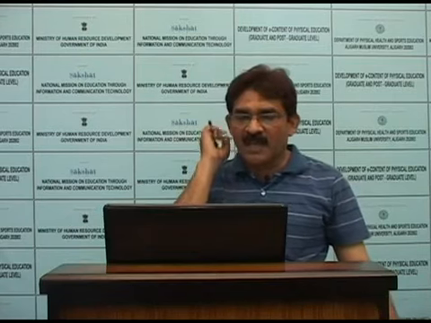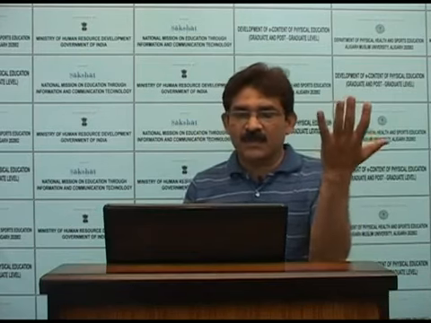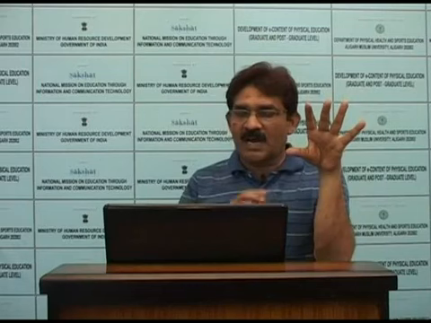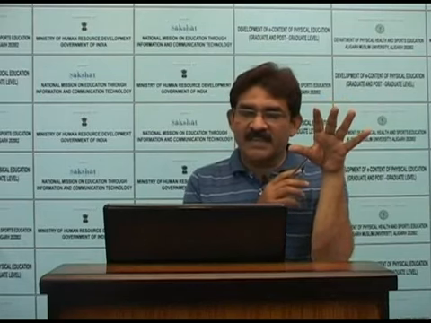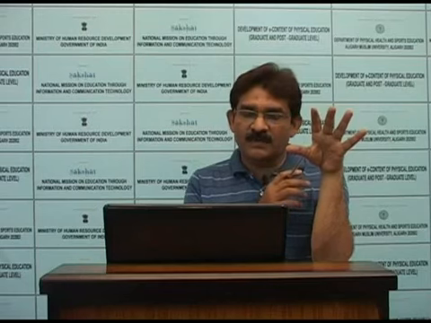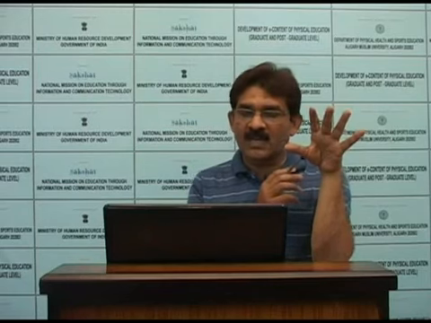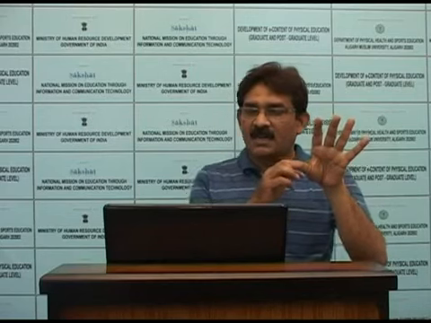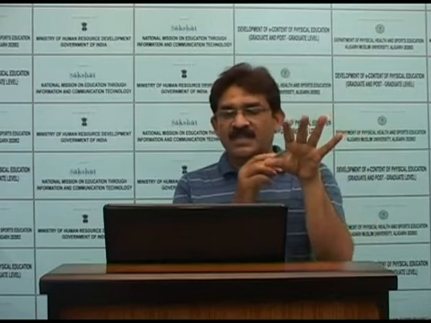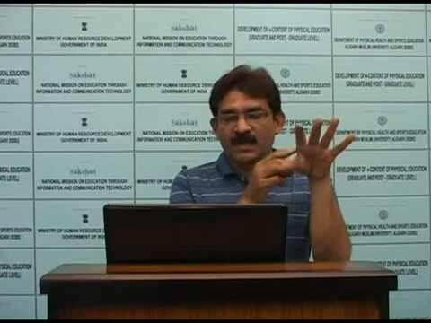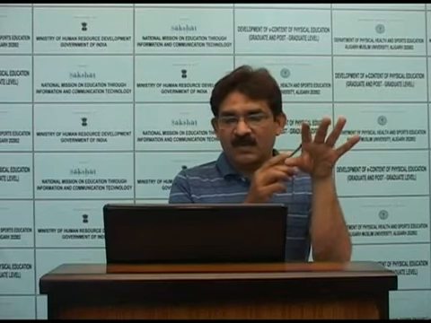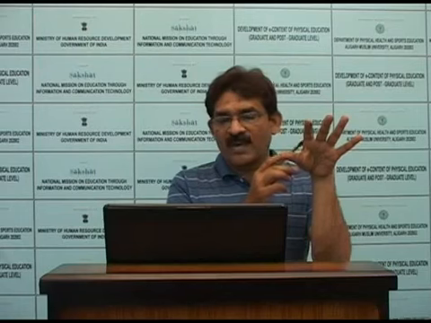Tarsal bones consist of 7 short bones arranged in 3 rows. Posterior row: talus, calcaneus. Intermediate row: navicular bone. Anterior row: medial, intermediate and lateral cuneiform bones, and the cuboid bone.